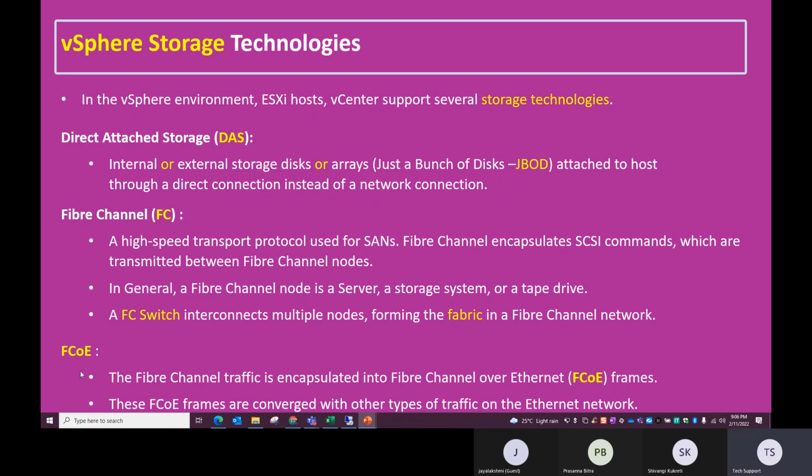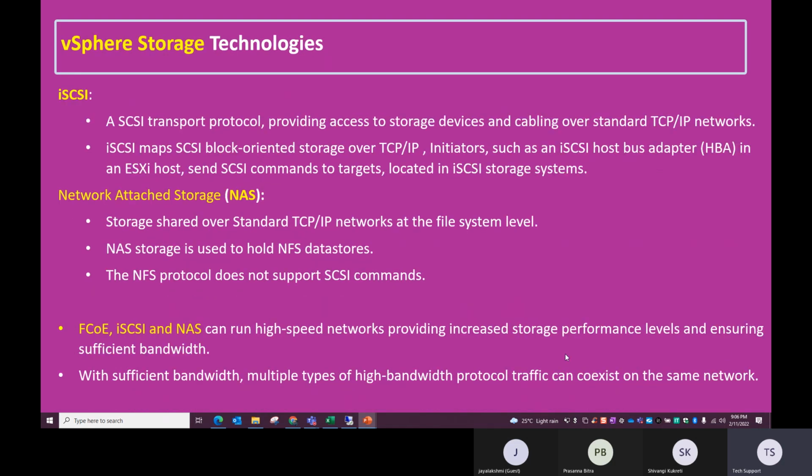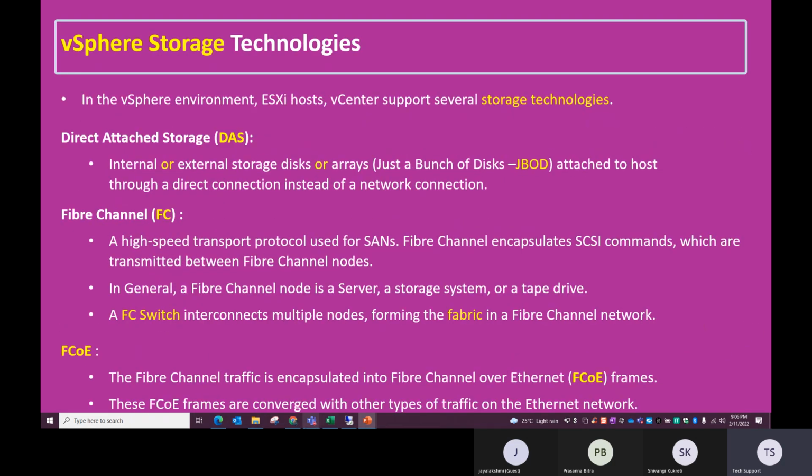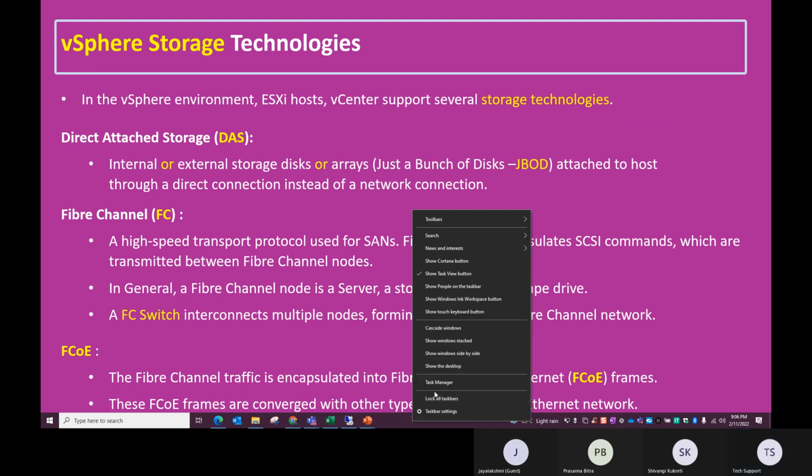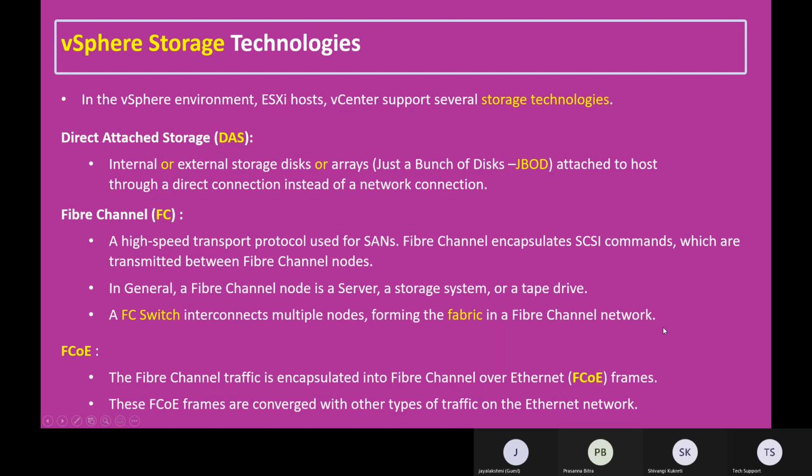And FCoE. FCoE means the Fiber Channel traffic is encapsulated into Fiber Channel over Ethernet frames, FCoE for short, and these FCoE frames are converged with other types of traffic on the Ethernet network. So let's move on to the next slide.